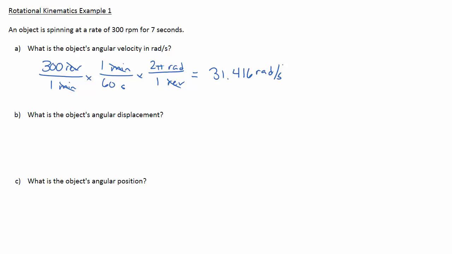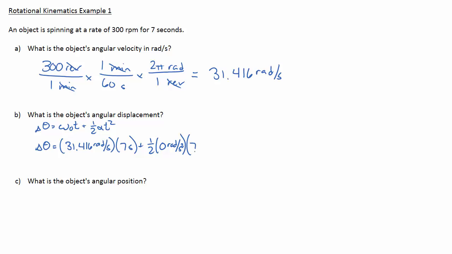For part B, then, the object's angular displacement, since I know it's moving at a constant speed, I know that delta theta equals omega naught t plus 1/2 alpha t squared. That's one of our big 3 equations. So delta theta is equal to 31.416 radians per second times 7 seconds plus 1/2 times 0 radians per second squared times 7 seconds squared.